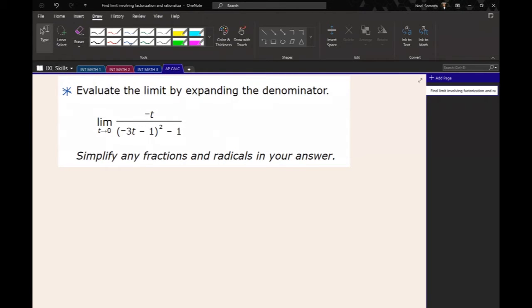Now, the reason why we would want to expand the denominator is perhaps because at some point, if we were to just use direct substitution, we might arrive at indeterminate, okay, or we might end up with a 0 in the denominator, which does not allow us to find a limit. So we want to go ahead and try something else. So we're going to start by expanding, right?